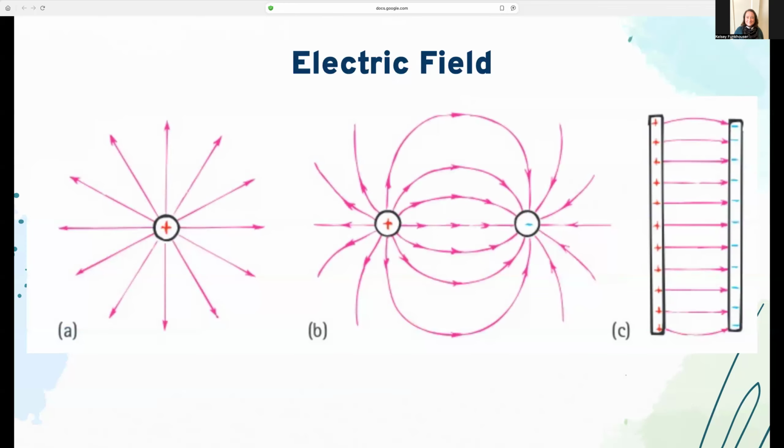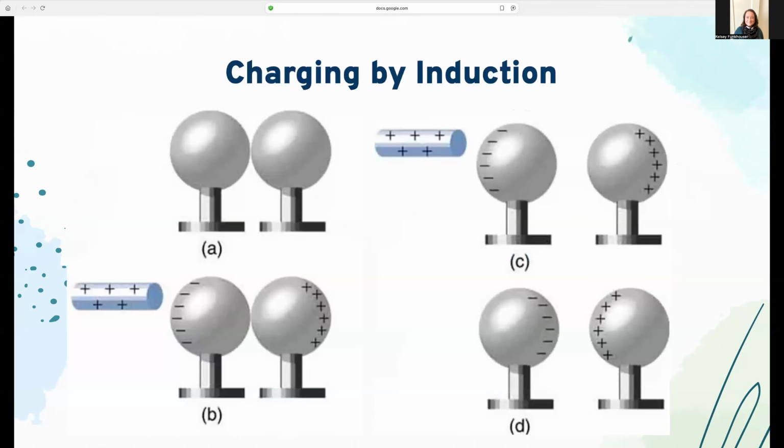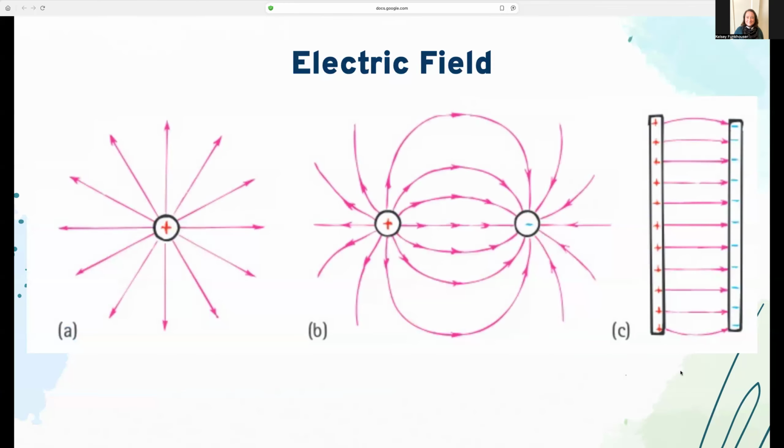We talked about electric fields a little bit when we were talking about light, because light is electromagnetic radiation. And electric fields, just as a reminder, are created by charged objects. So here we have positively charged and negatively charged, and then we have a plate that's positively charged and one that's negatively charged.